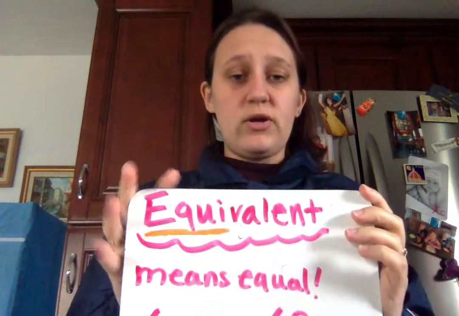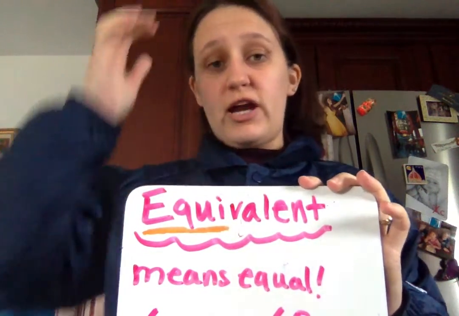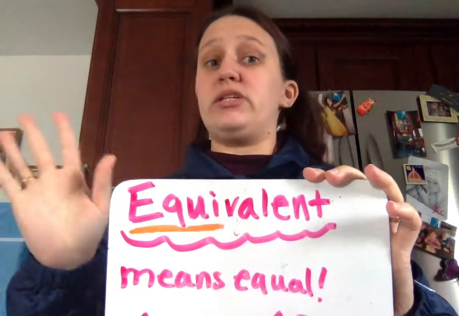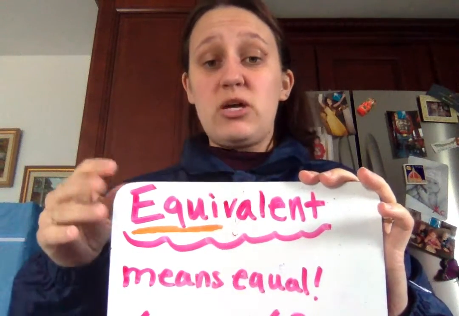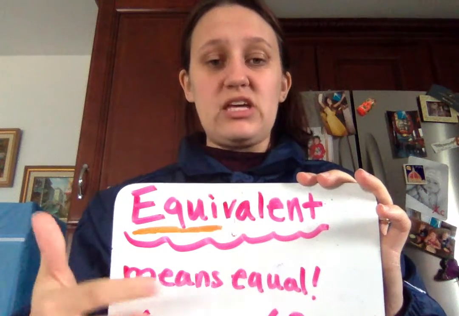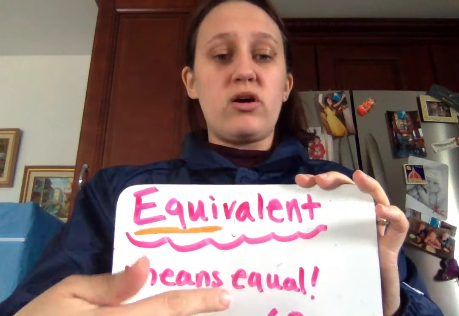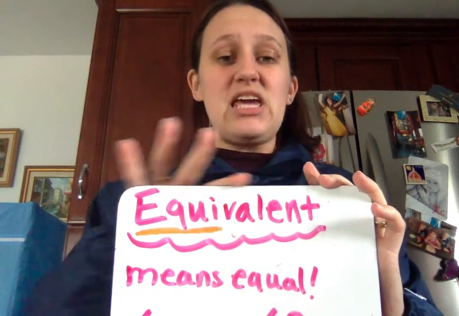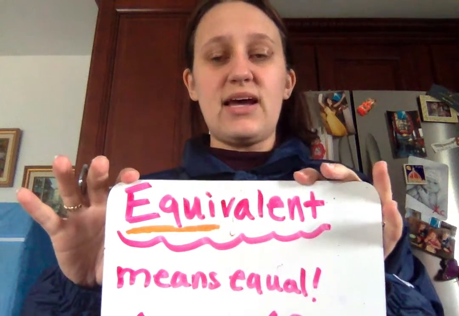Okay, so today we are doing equivalent fractions and decimals. Now that sounds really hard. It sounds really scary, but it's actually not. Because we know that this first part of the word, equi, is actually part of equal. Equal. So this must mean equal fractions and decimals.